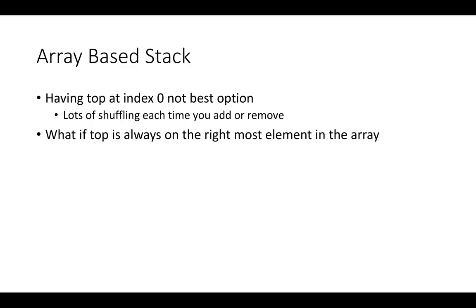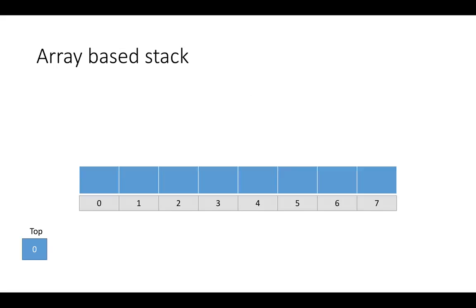So instead of having our top at index 0, what if we say our top is always the rightmost element in our array? This is going to force us to keep track of a little bit more information, but it might have some pretty good benefits in the long run. Now instead of saying index 0 is always the top of the stack, we're going to keep track of a variable that tells us where the top index is. So right now the stack is empty, and our top index is going to be 0.